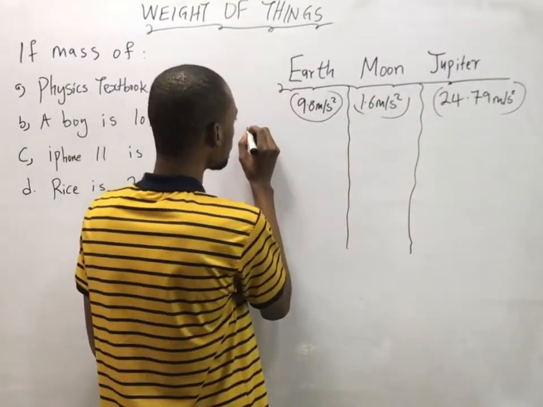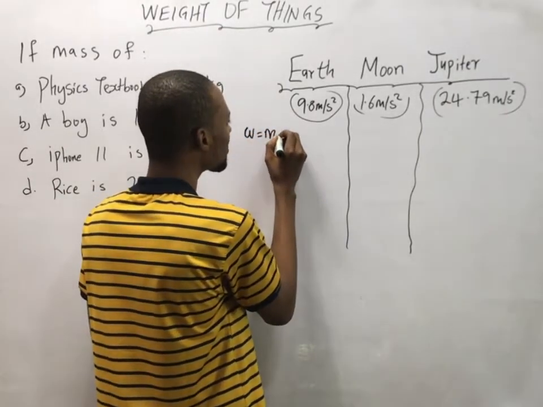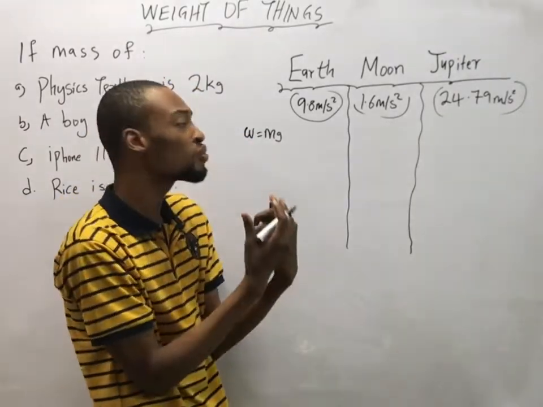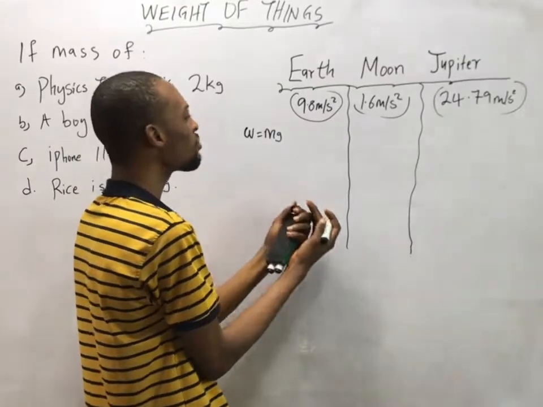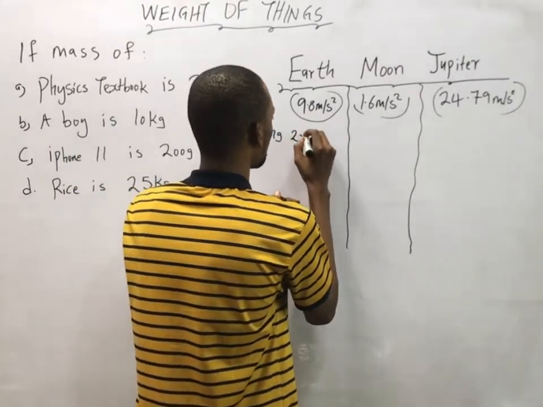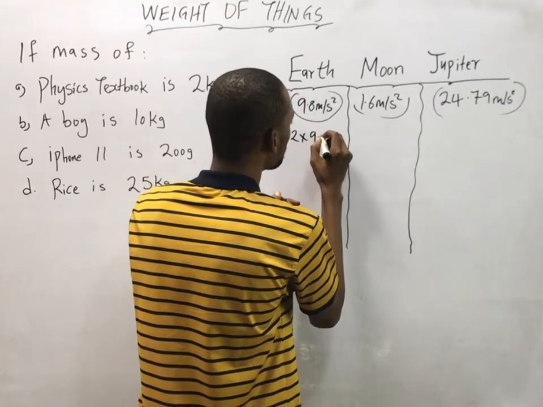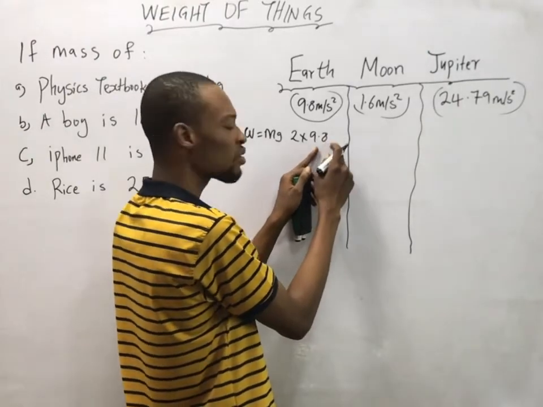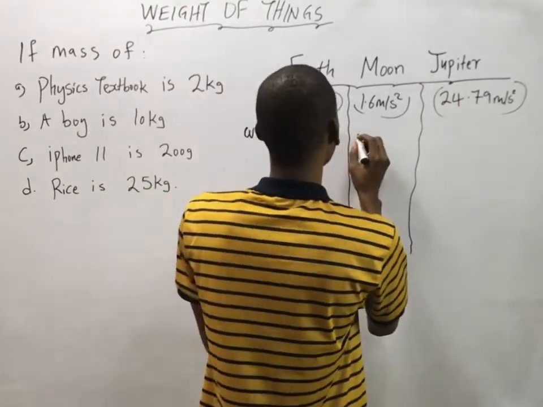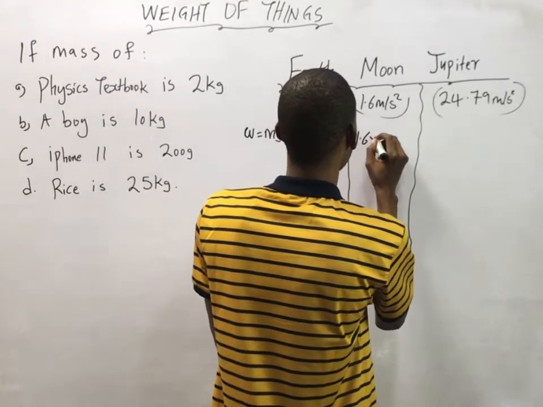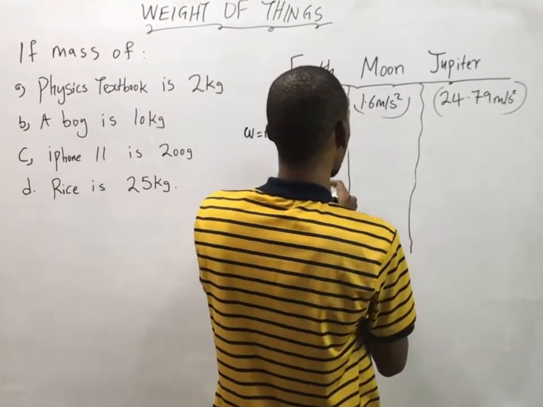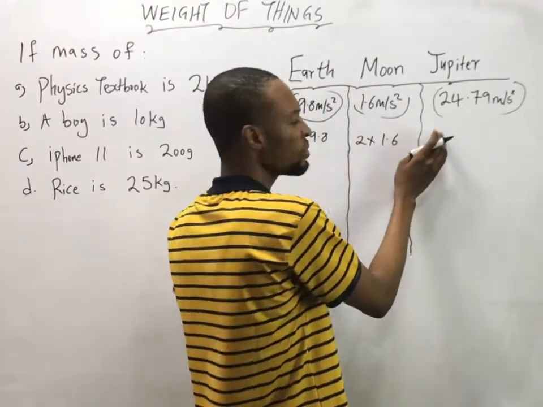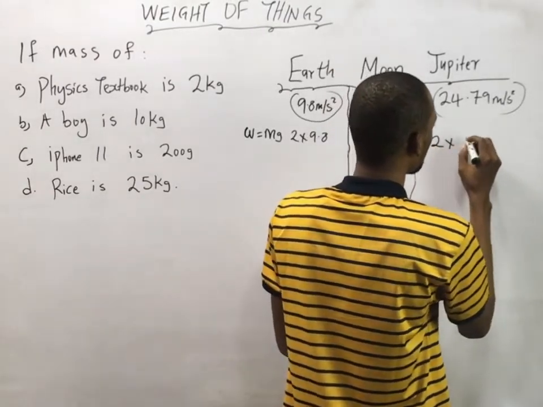Weight is equal to mass times acceleration due to gravity. So if we take a physics textbook of 2 kg, on Earth, the weight will simply be 2 times 9.8. While this is in kilogram, this is in meters per second squared. On the Moon, the weight will be 1.6 times 2, or better still, 2 times 1.6 Newton.